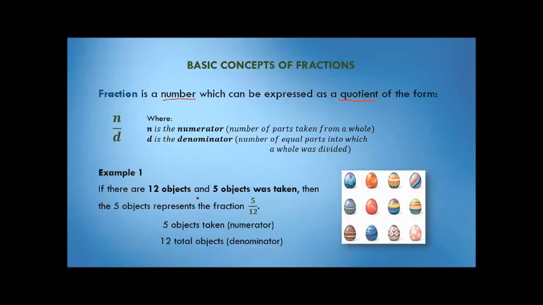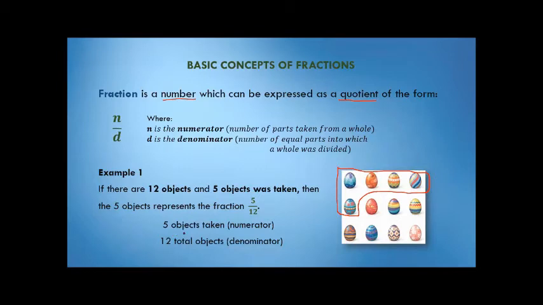If there are 12 objects and 5 objects was taken, then the 5 objects represents the fraction 5/12. So, ito yung illustration niya. For example, meron tayong 12 or halimbawa isang buo. It is divided equally into 12 equal parts. Tapos, kinuha yung 5, for example, itong part na to. So, that is 5 objects. So, yung 5 objects na yan, ang representation niya as fraction is 5 out of 12 or 5/12.